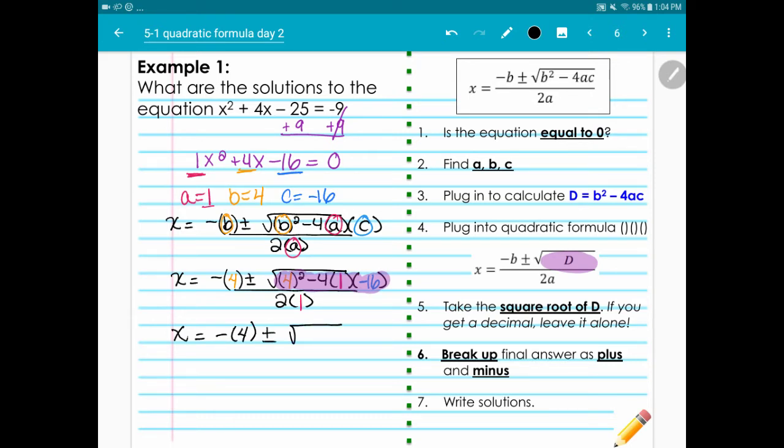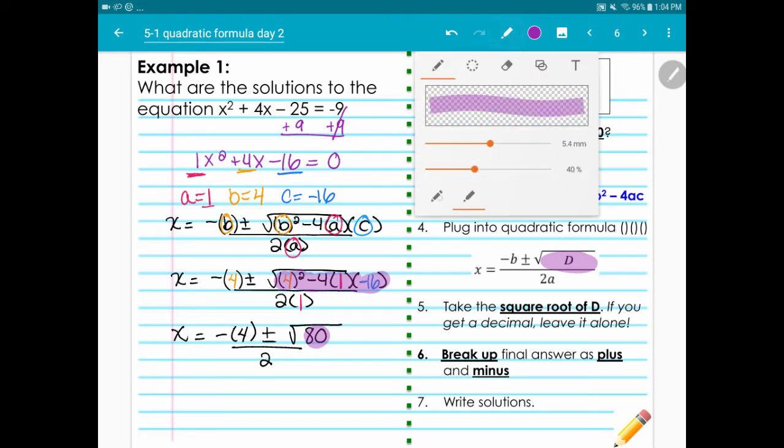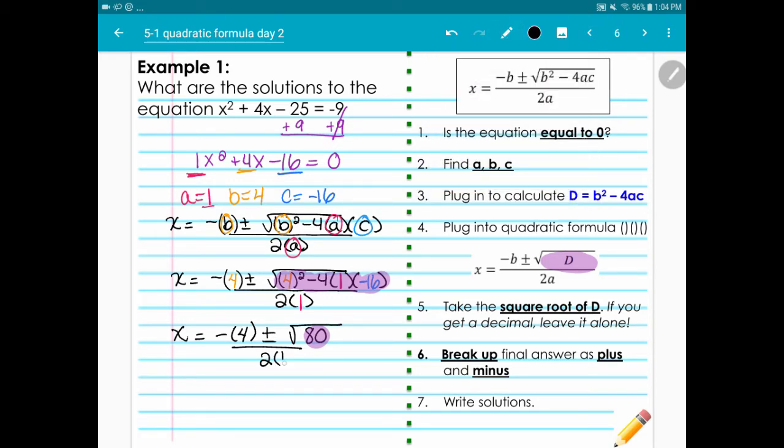So when you plug that in, that piece you get for D should be 80. So that's what this part is, okay? Everything else is still staying the same. Oops, I forgot my times 1 at the bottom.